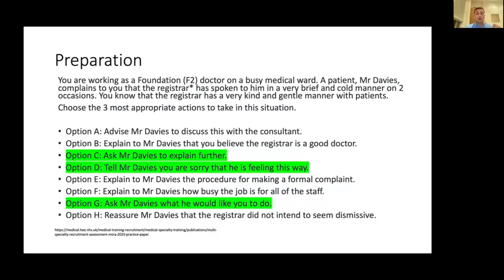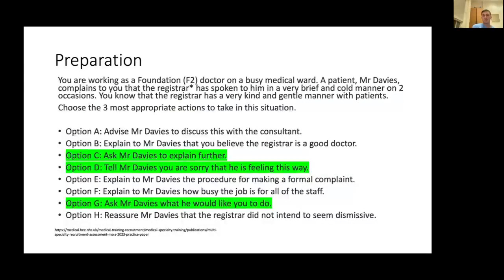It probably makes the most sense because actually the other ones, the way that they're phrased, they're a bit off. H, for example, you're trying to reassure them because you know the registrar, but actually you weren't there in that situation and you don't know exactly what happened. So it's tricky for you to reassure somebody when you weren't there. The advisor with the consultant doesn't really make sense because they're speaking to you about it, and it's wasting a consultant's time at the end of the day.